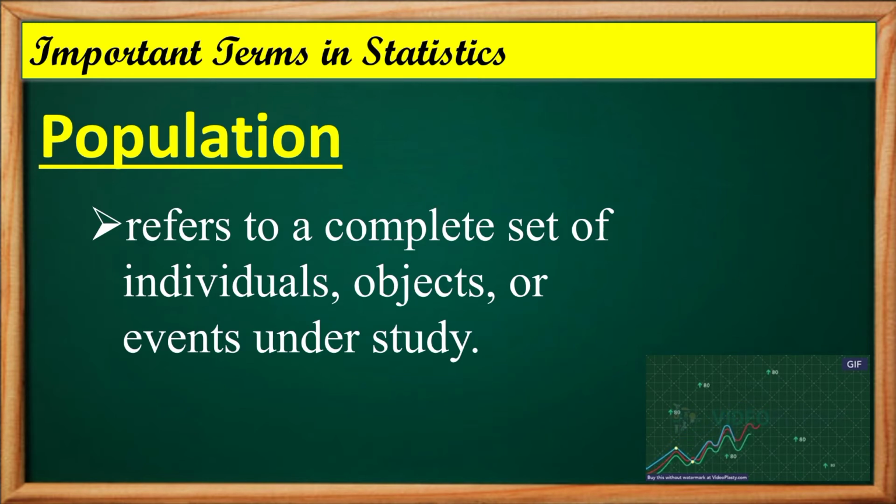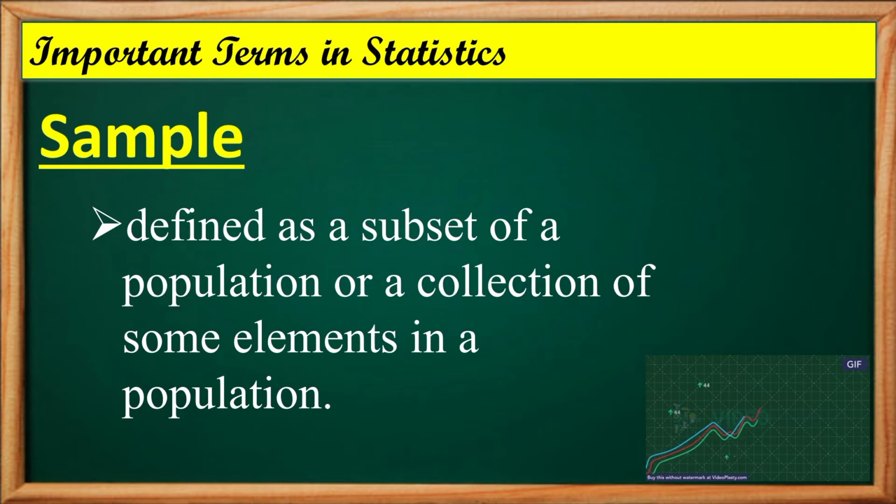Example, all grade 7 in the Philippines. Ayan, that is a population. We will say all grade 7 of Davao City. Ganyan. All grade 7 of a certain city. Ganon. All grade 7 of a certain school. Example, ganon ang population. It means maramihan. Okay?